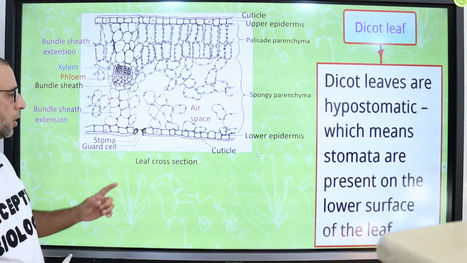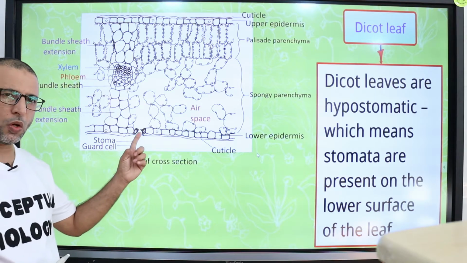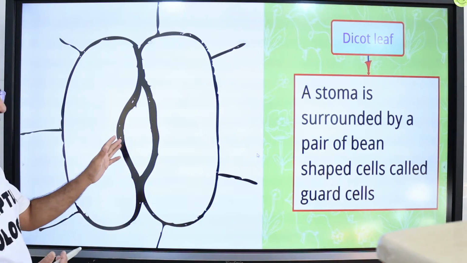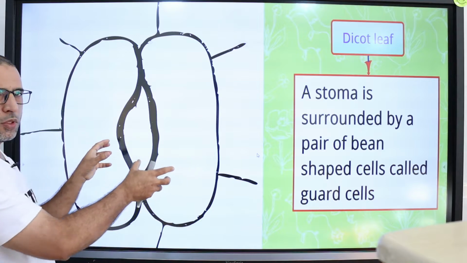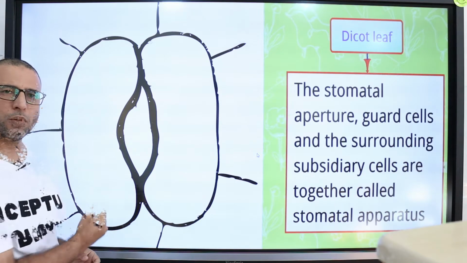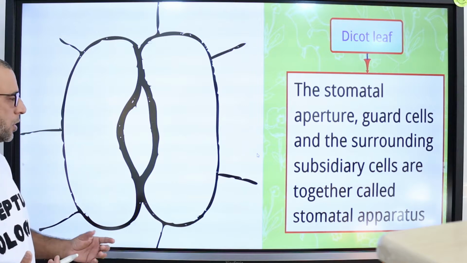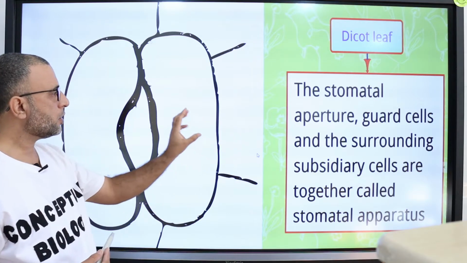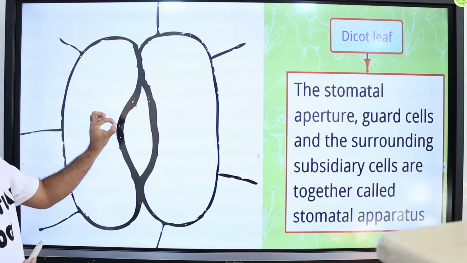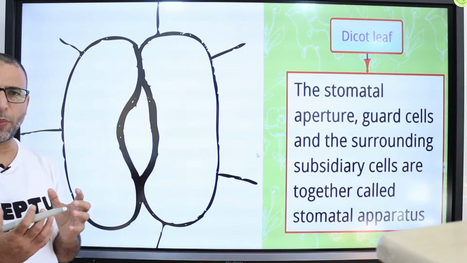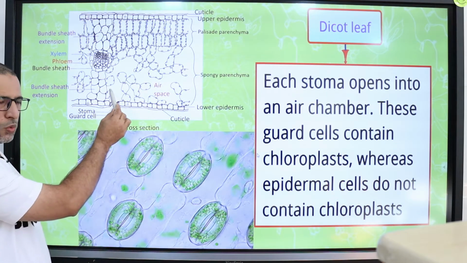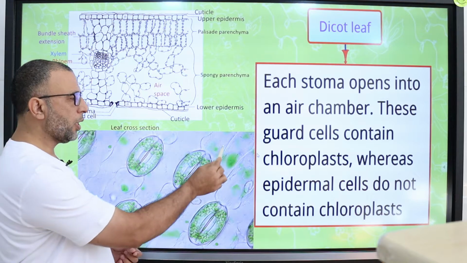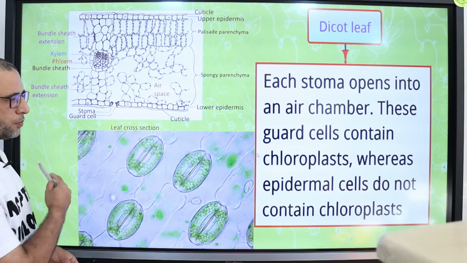Dicot leaves are hypostomatic, which means stomata are only present on the lower surface of the leaf. Stoma is singular, stomata is plural, and a stoma is surrounded by a pair of bean-shaped or kidney-shaped guard cells. What are subsidiary cells? Subsidiary cells are distinct epidermal cells which surround the guard cells. So, subsidiary cells, guard cells and stomatal opening are collectively known as stomatal apparatus. Each stoma opens into an air chamber, and the guard cells contain chloroplasts and are photosynthetic in function, but epidermal cells do not have chloroplasts.